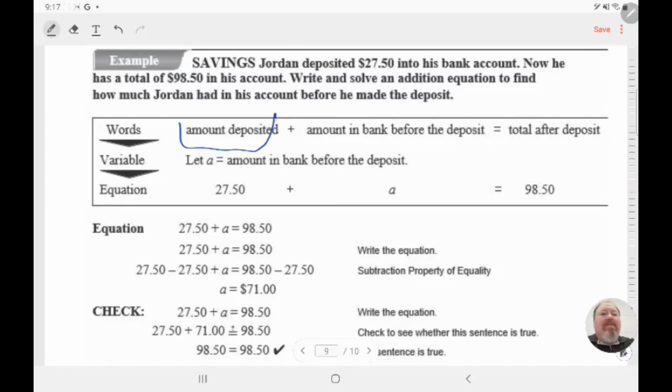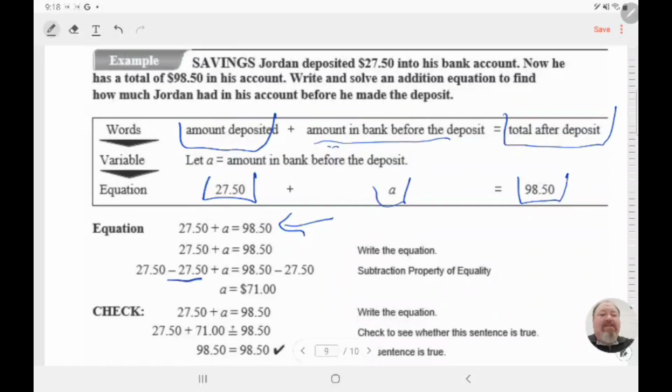So we know the amount he deposited, which is $27.50. We know the total after the deposit, which is $98.50. We do not know the amount in the account before the deposit. So we let A stand for that. And we end up with $27.50 plus A equals $98.50.